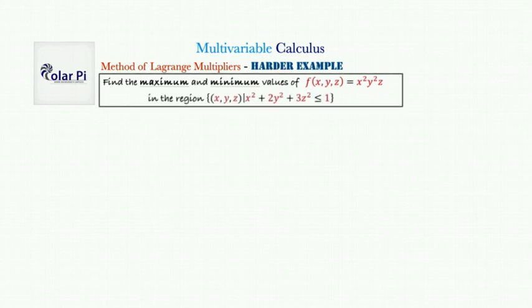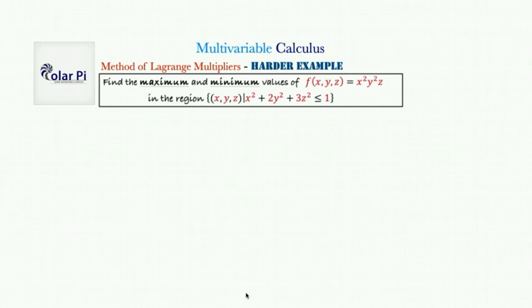This constraint is also unusual in the method of Lagrange multipliers, as usually it's equal to, not less than or equal to, right? But here we have less than or equal to. So how do we deal with an example like this is the question. Well, that's what this video is about, so don't fret.